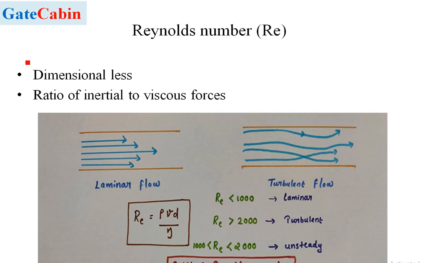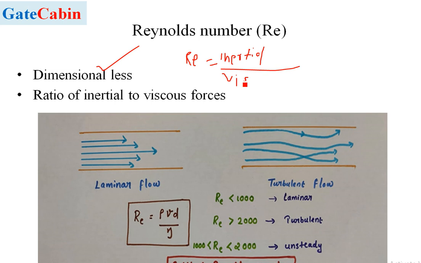Now, Reynolds number is another very important concept when we talk about the motion of a fluid. First of all, Reynolds number is a dimensionless quantity. Why? Because Reynolds number is the ratio of inertial forces to viscous forces.